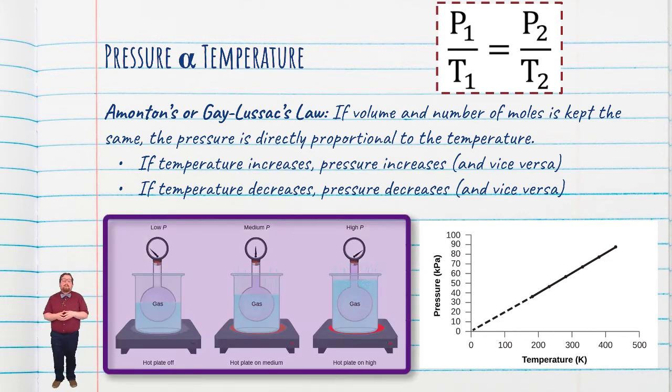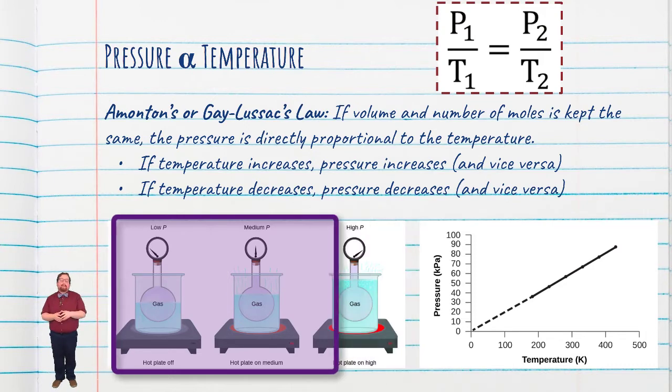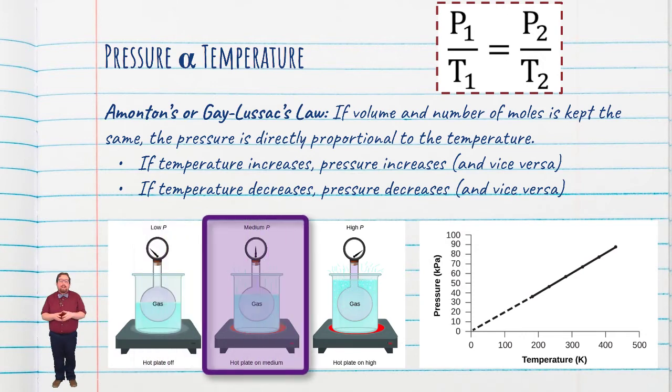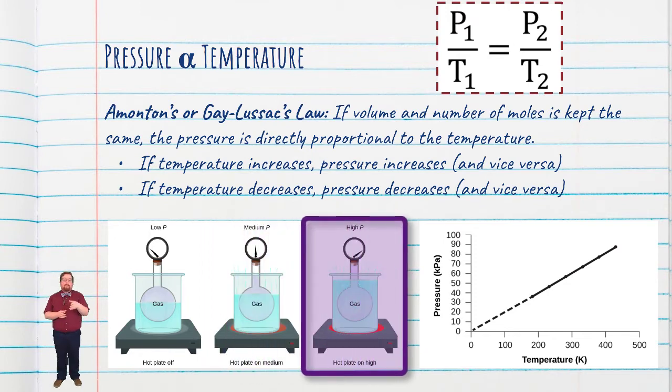Well, imagine you take a round-bottomed flask filled with a gas and stopper it on the end with a pressure gauge at the top. You set that flask inside of a beaker of water, what we chemists call a water bath, that's sitting on a hot plate. When the hot plate is off, the pressure is pretty low. If you turn the hot plate on medium, the water warms up, increasing the temperature of the gas inside the flask, and then the pressure increases as well. If you put the hot plate on high, the pressure increases even more, because the temperature increases.